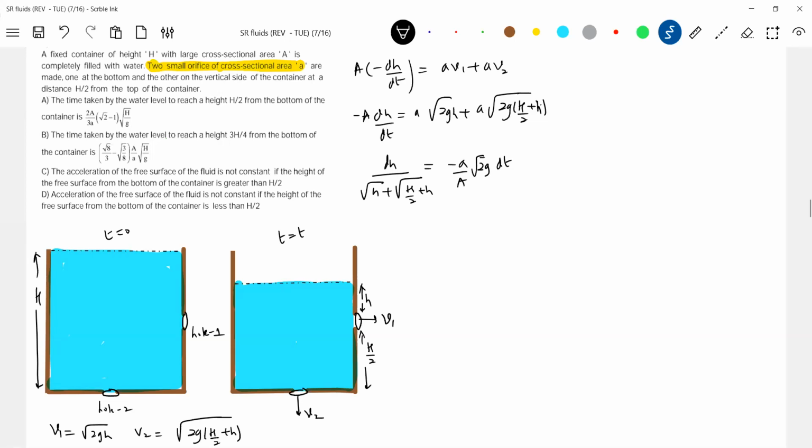Okay, before integration, we can't do integration directly. It really took me half an hour to integrate. So in exams, you should take help of your mathematical techniques as best we can. So let me divide and multiply this by root h minus root of h by 2.